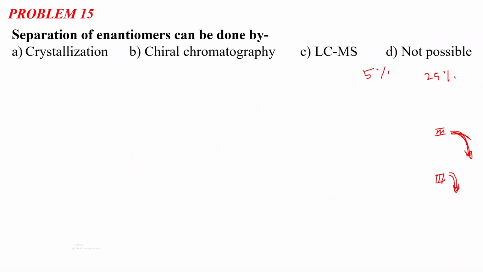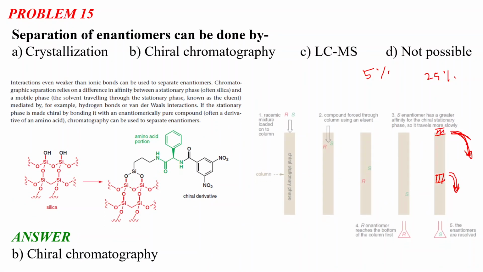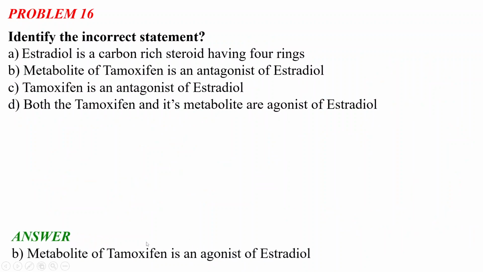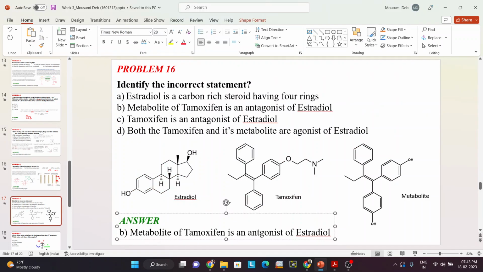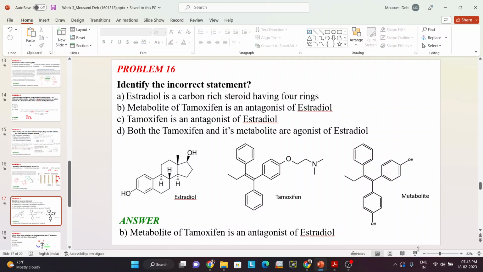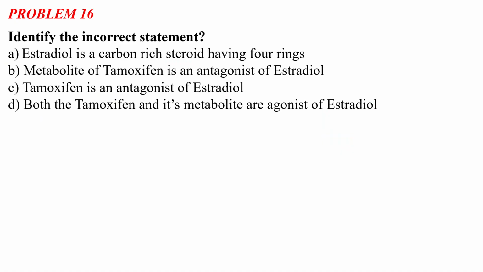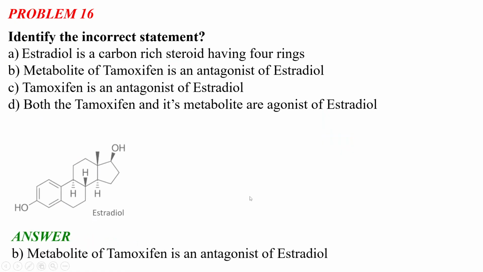Okay, I will just show you the answer to that question. It is given B, the metabolite of tamoxifen is an agonist of, okay, I have some error here. One second, it will be antagonist. Actually, in this question I made a mistake because these two options are incorrect here.